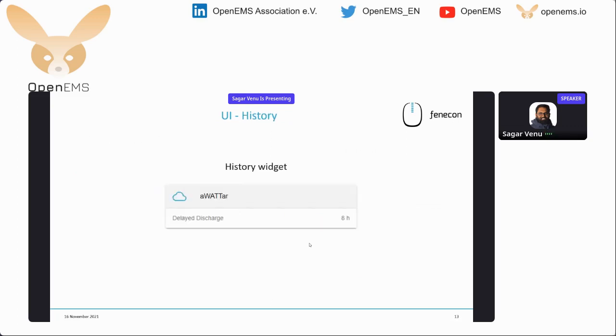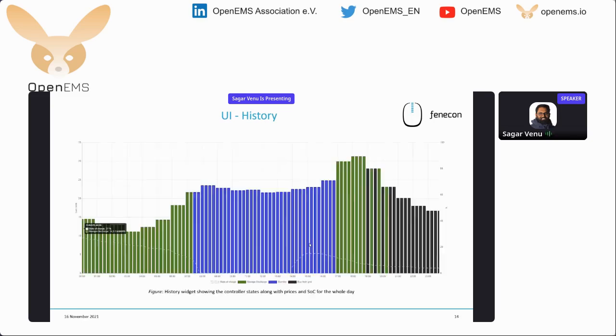For the history widget, we have used a delay discharge timer, which means that if a customer wants to know how long the controller was active, how long the controller was actually controlling the storage system. So 8 hours is the time when the controller was controlling the storage system. It was blocking the storage system for 8 hours for the whole night. And if a customer clicks on this widget, he gets a detailed view of all the information.